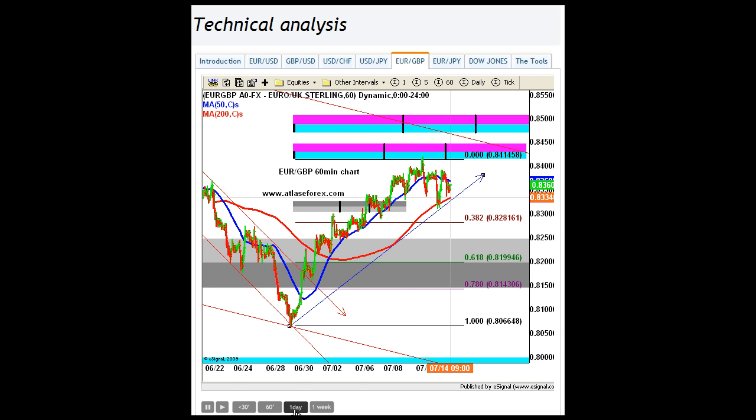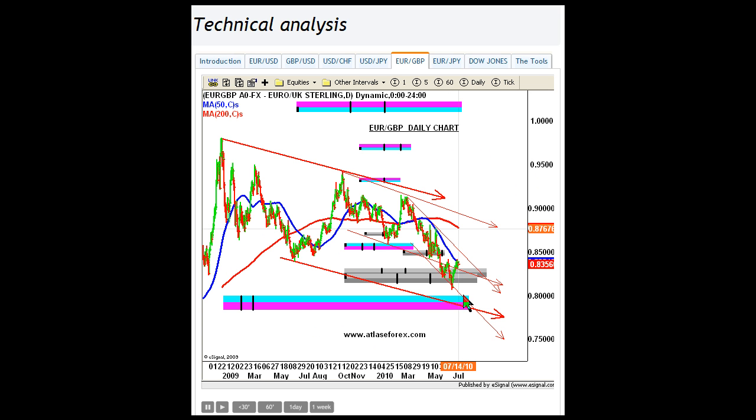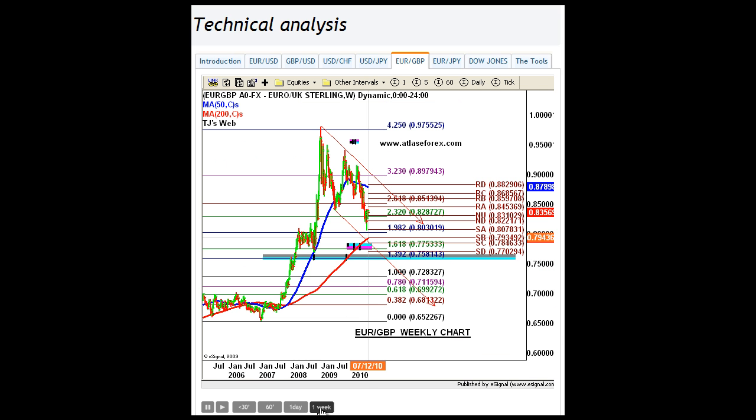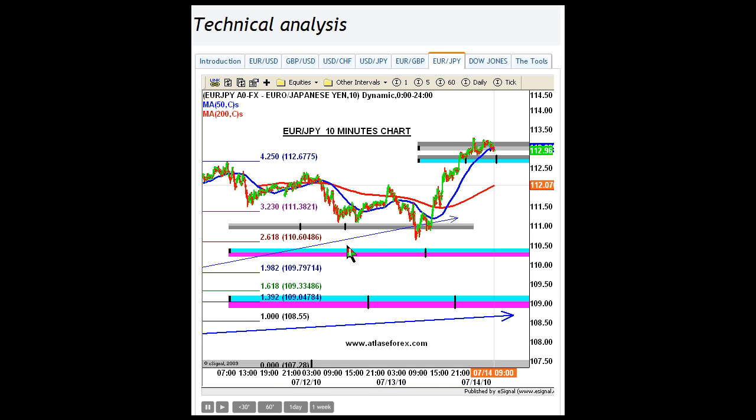That was on the 60 minutes. The daily chart, as yesterday, the 50 moving average is a problem. The weekly doesn't give us much difference. Euro yen, wow, the euro yesterday was strong. We came to the top level. We went above the 425, which was what, 112.